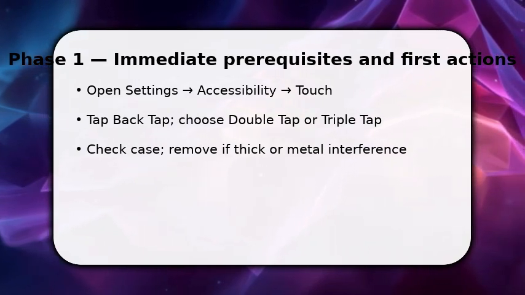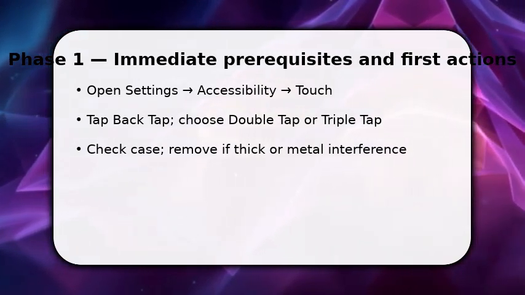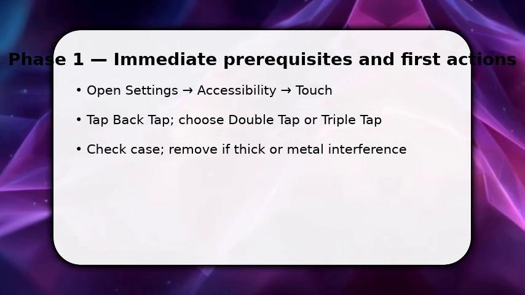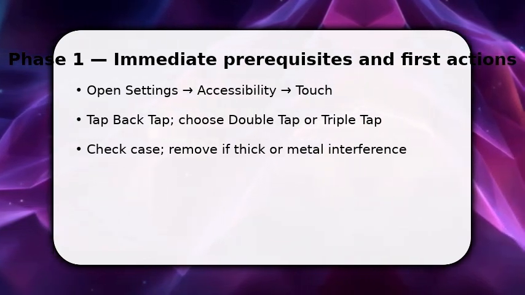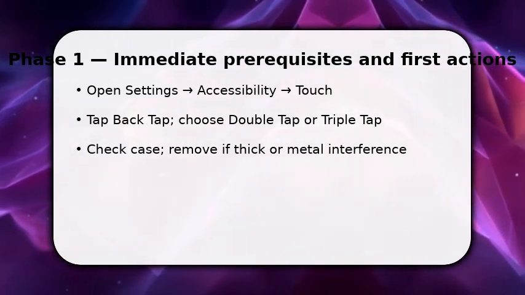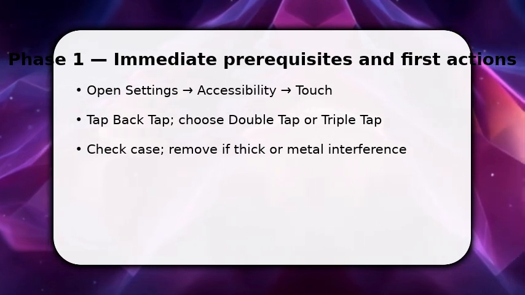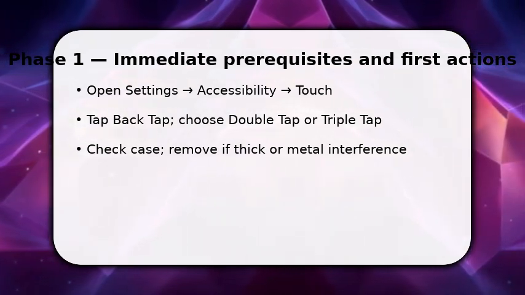Make sure your iPhone fits your case. Thick or metallic cases can block the sensor, so remove the case if you want quicker detection. Once done, you'll be ready to assign a function. This step is fast, and it establishes the input the system will respond to.